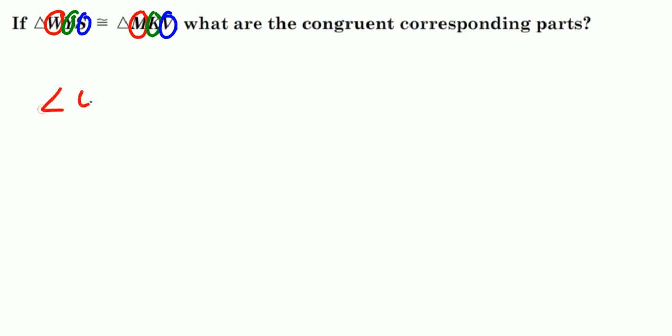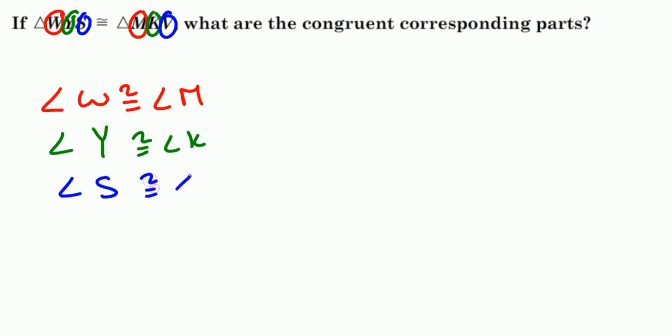So angle W is congruent to angle M. Angle Y is congruent to angle K. Angle S is congruent to angle V. And then I can do all the sides as well. WY is congruent to MK. And all I'm doing is going WY, MK.